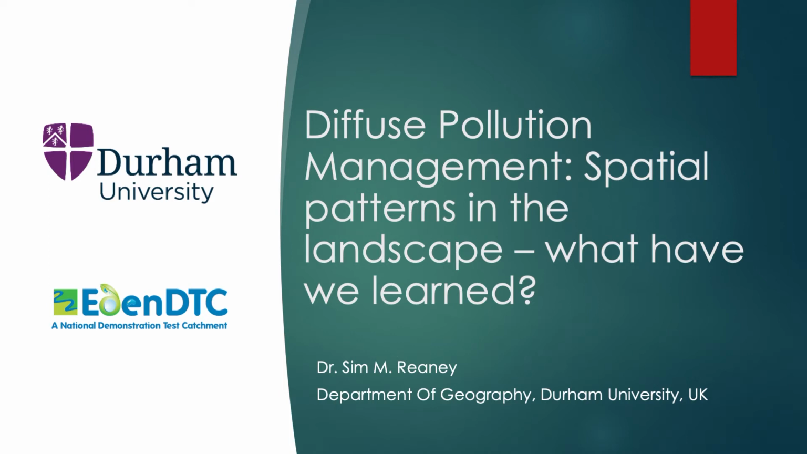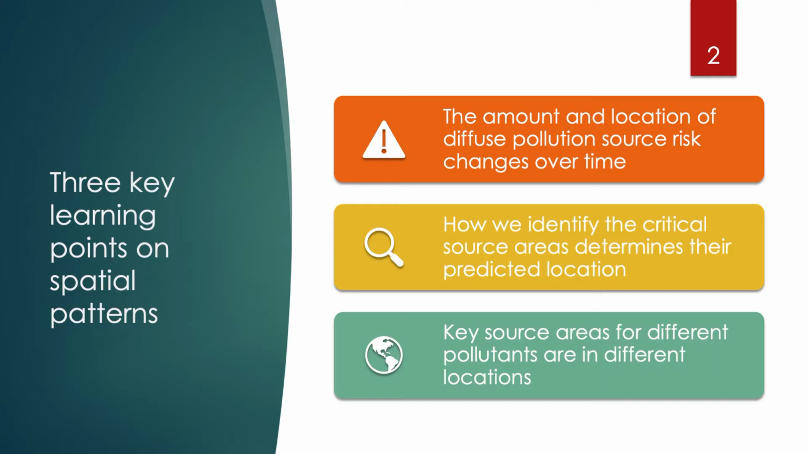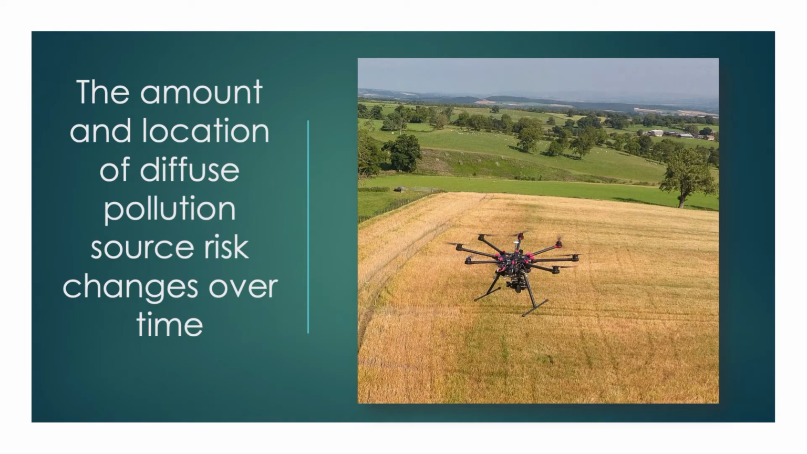So in terms of things that we've learnt during the EdenDTC project about the spatial patterns on the landscape, there's three key points I want to talk about today. The first is that the sources of the diffuse pollution risk within a landscape are not static, they're changing over time. Second, how we set about identifying these key critical source areas in the landscape determines the results that we get, so no one method is providing an overview of the whole of the problem. And third is that the key source areas for different parts of water quality or ecological health vary across the landscape.